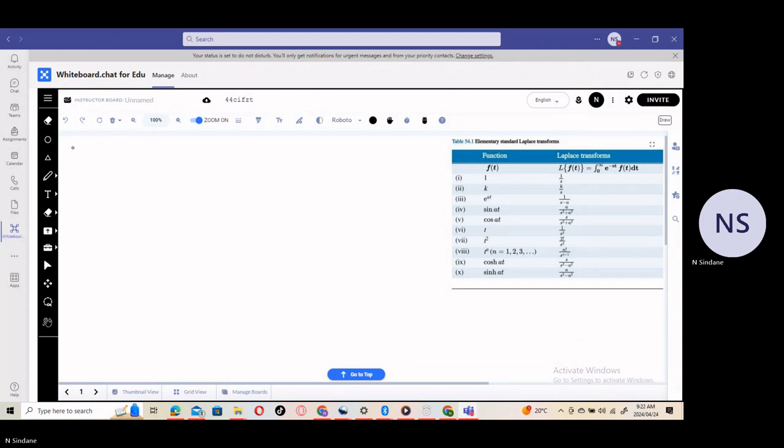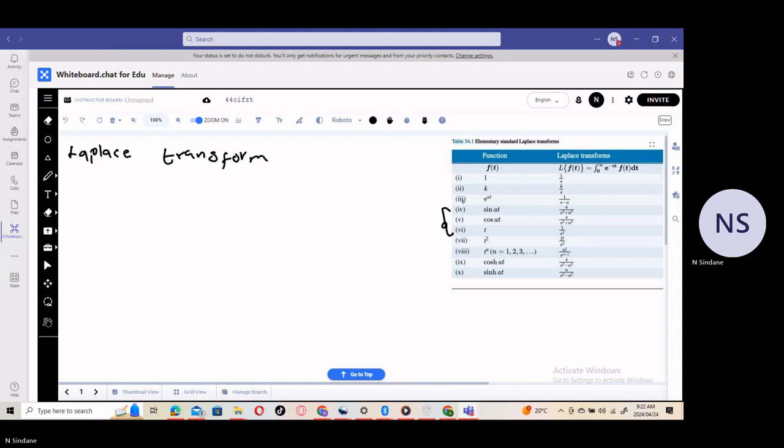Today we are doing Laplace transform. Maths 2. Laplace transform, not Laplace method. Laplace transform. This is our second lesson on Laplace transform, and we are proving this 3 today.